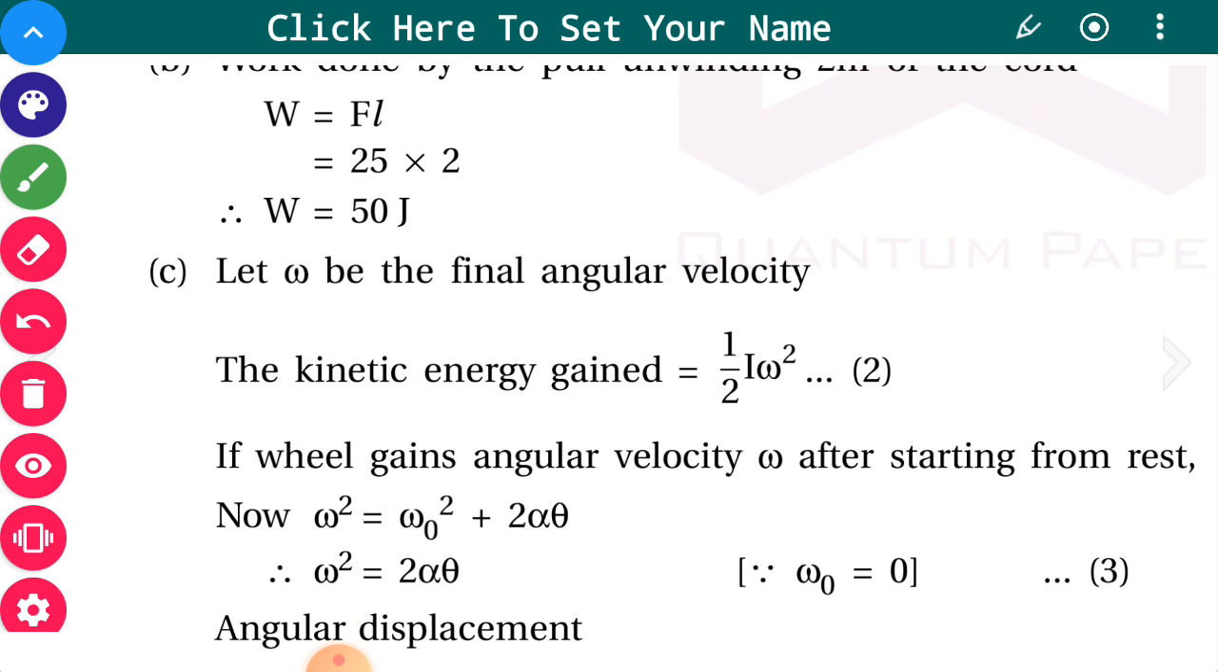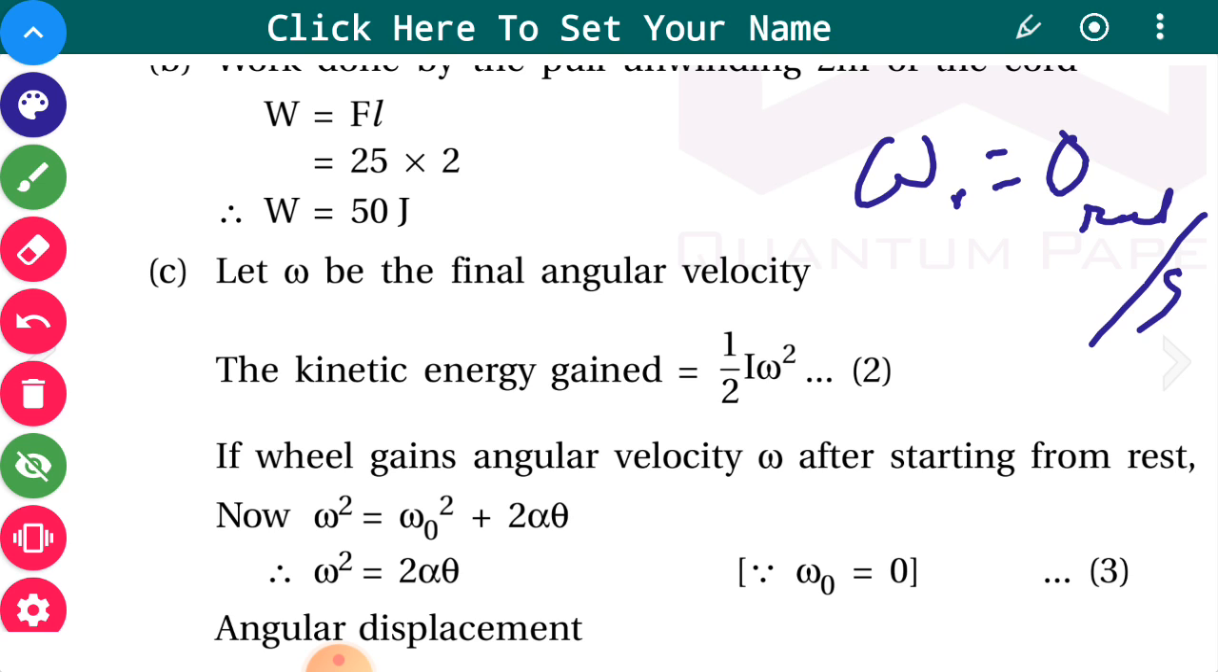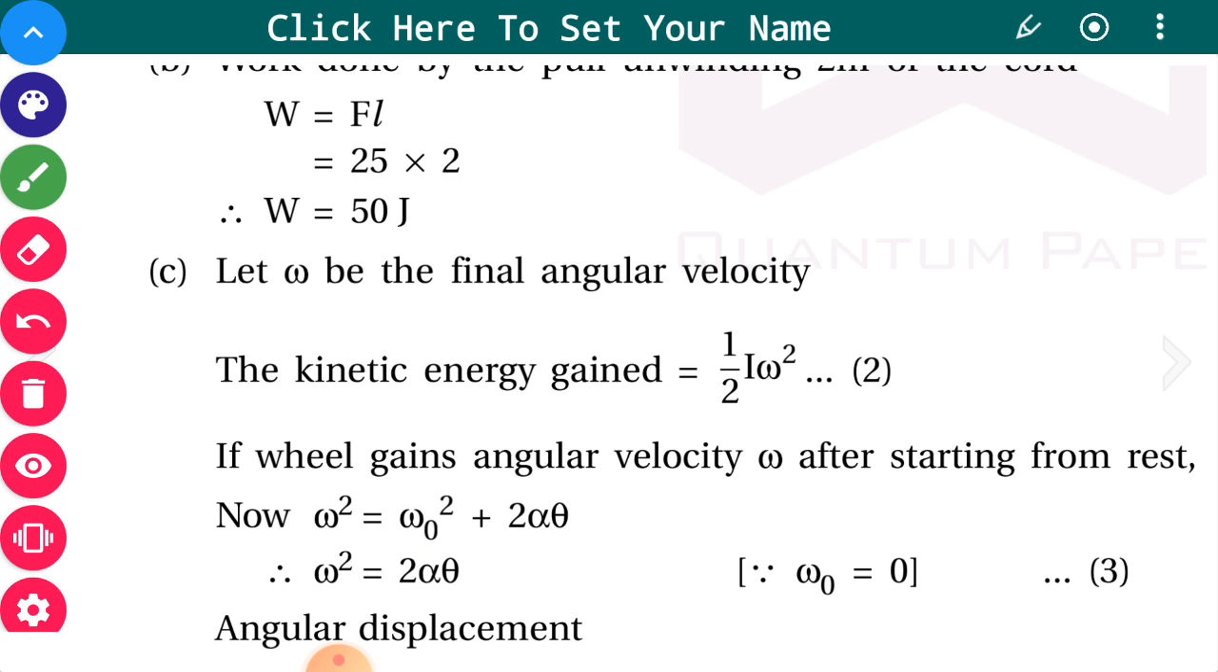Now let us consider that final angular velocity is omega, therefore kinetic energy which is gained, initially it was at rest, so initial angular velocity omega 0 is 0 radian per second. Okay, so final angular velocity is omega, so kinetic energy is 1 half I omega square, and omega square minus omega 0 square is equal to 2 alpha theta, so omega square can be 2 alpha theta because omega 0 is 0, initial angular velocity.